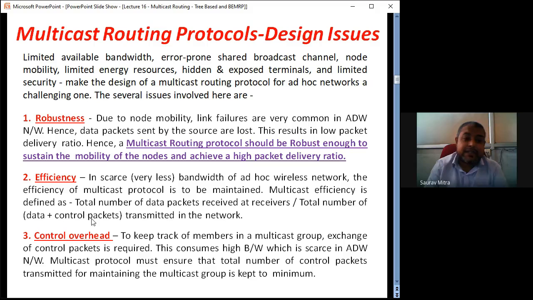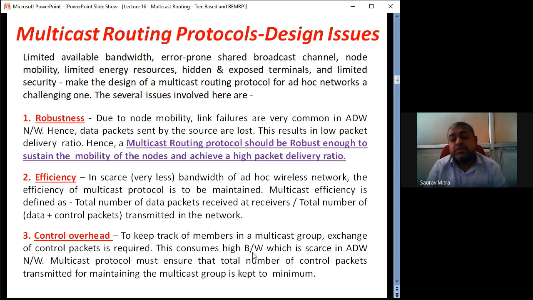That means if control packets are at the very least 0, efficiency is 100%. So the routing protocol should be such that control packets are as few as possible. Whenever control packets are as few as possible, at that time efficiency is going to be maximum. Control overhead should be as little as possible. In that case, efficiency will be very high. To keep track of the members in a multicast group, that means what other nodes are doing, whether they are free, whether they are in some kind of communication, continuous exchange of control packets happens within the multicast network.